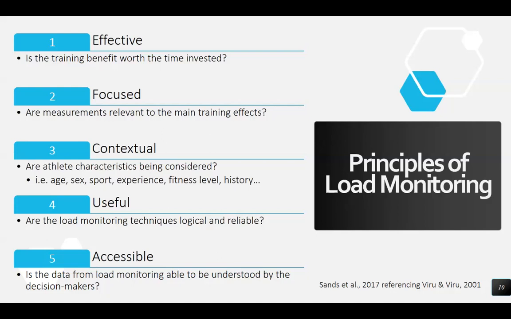Number 3 is contextual. So we talked about this a little bit, but this just brings in a couple more areas or variables that we want to focus on. So we need to make sure that we understand the context that we're applying these parameters in. So things like the age, not only the age of the athlete chronologically, but also their training age. Are they brand new to the sport? Are they brand new to training? We want to take a look at, obviously, the sport.